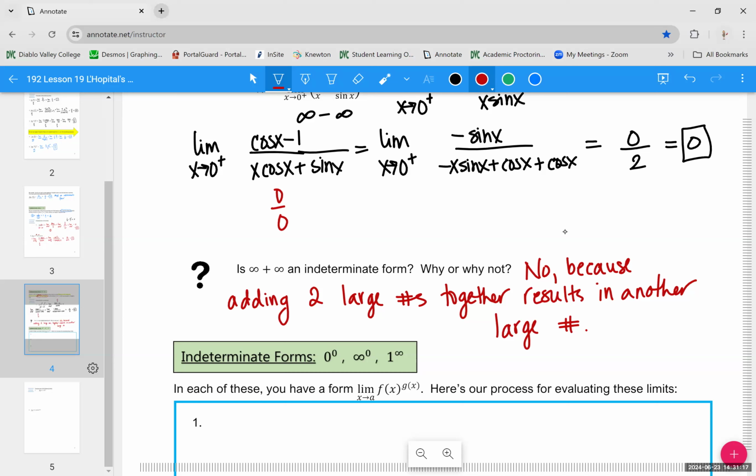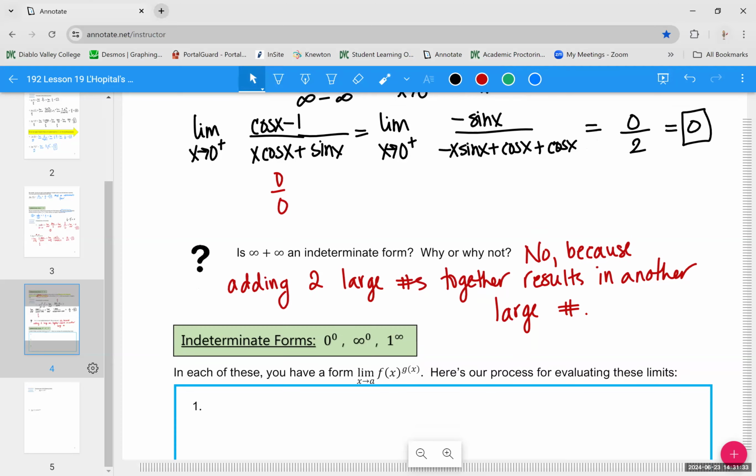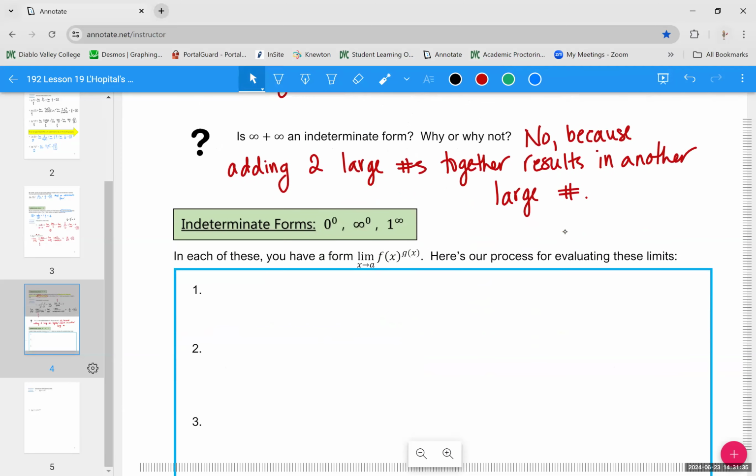But the question on infinity minus infinity is, what if one of them is really small and one of them is really big? Then they could be approaching infinity, or they could be approaching 0, or maybe they're so close to each other they're approaching a real number. We just don't know. Okay, but adding two things together that are big does not create a conundrum.